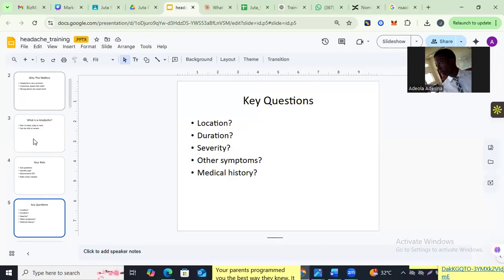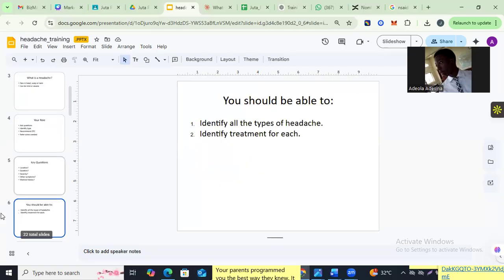Then the duration, you would ask, how long has this headache been worrying you? Does it happen in the morning? Does it happen in the afternoon? Does it happen at night? How long? Some people will have headache, they will sleep and wake up and the headache has gone, right? You also need to ask what other symptoms do you have, and then what is your medical history, right?